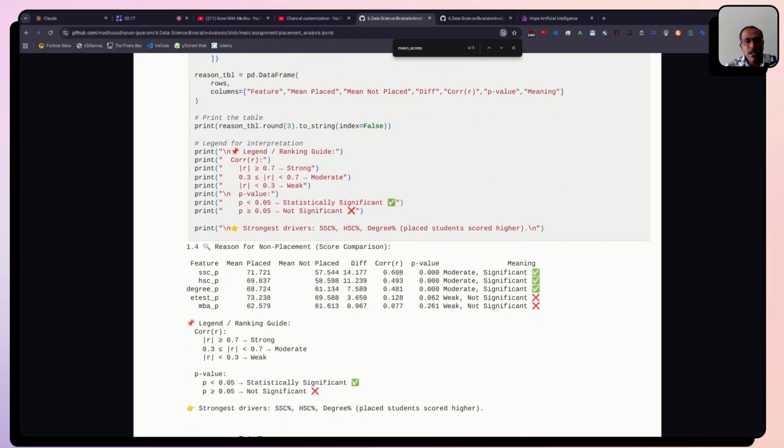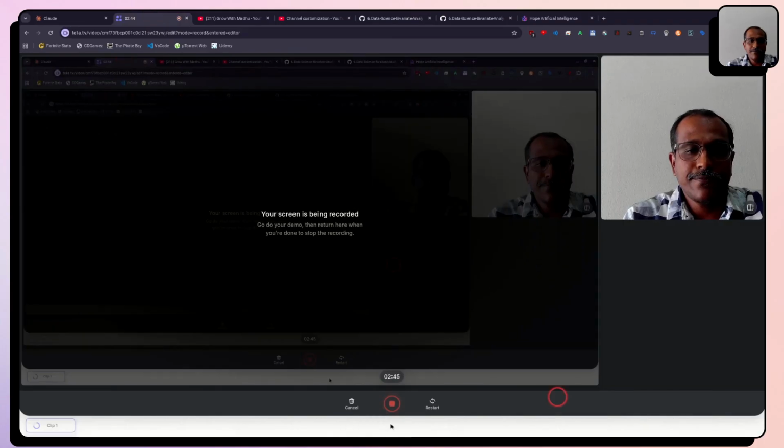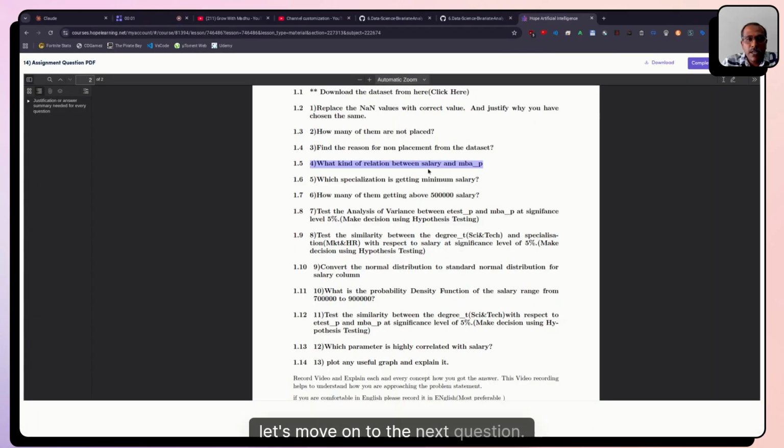It's straightforward. In this table you can see all the features, the mean for the placed data set and for the non-placed, the difference, the correlation coefficient, the p-value and the meaning. By looking at the order, we can say the strongest drivers for placement are SSLC percentage, higher secondary, and the degree. Okay, let's move on to the next question.